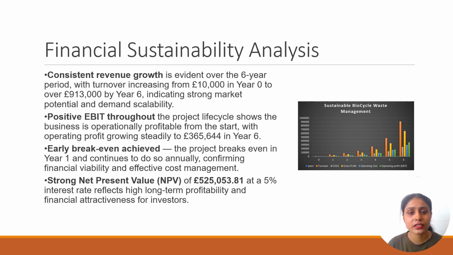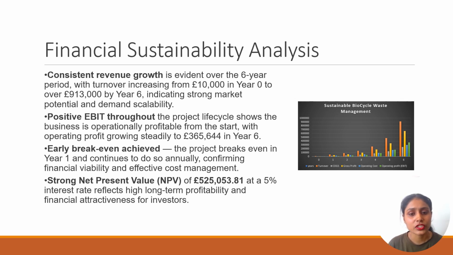In this slide, constant revenue growth is evident over the 6 year period, with turnover increasing from £10,000 in year 0 to over 91,300 by year 6, indicating strong market potential and demand scalability. There is positive EBIT throughout. The project life cycle shows the business is operationally profitable from the start, with operating profit growing to 365,644 in year 6.